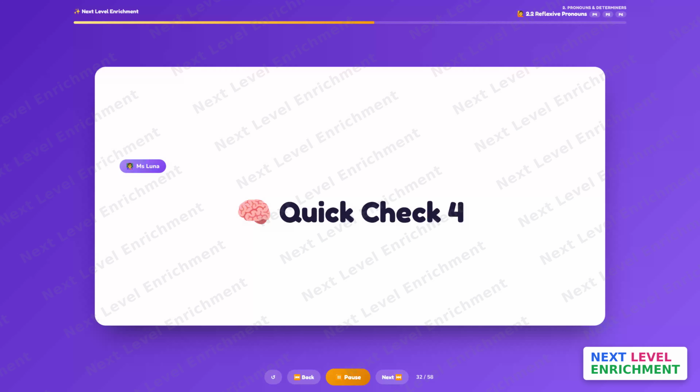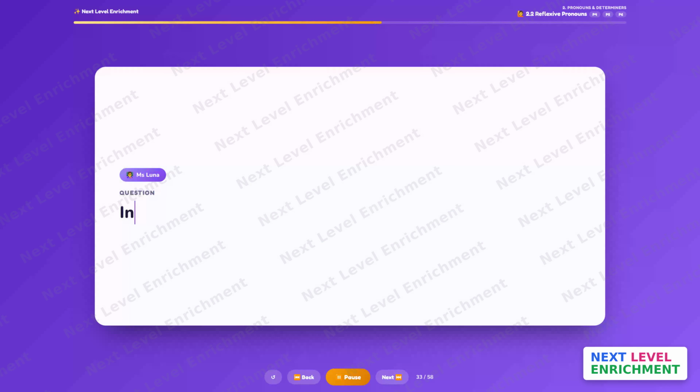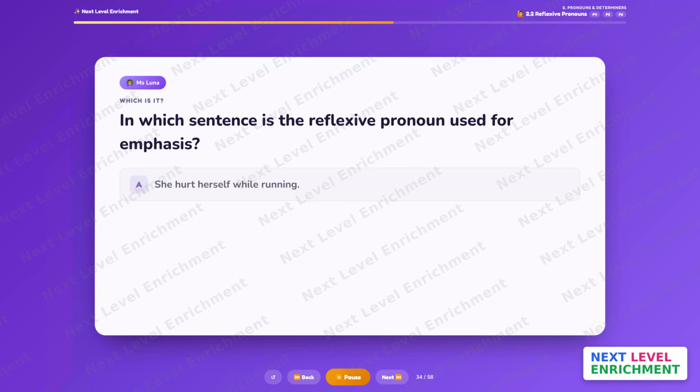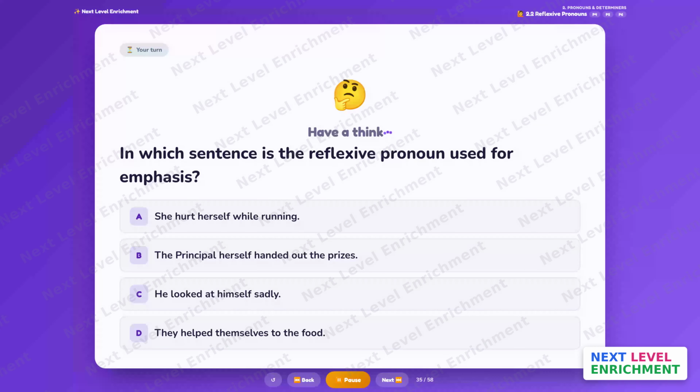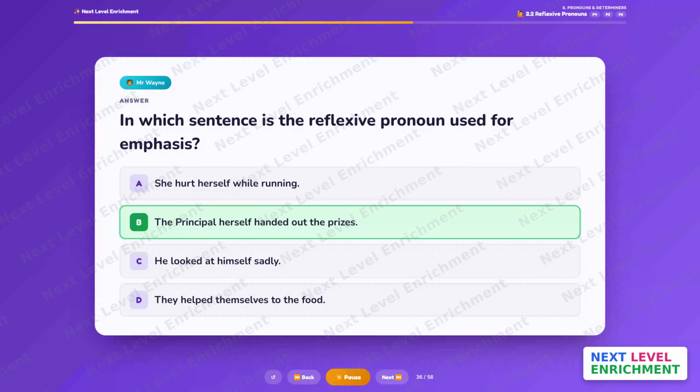Quick check 4. In which sentence is the reflexive pronoun used for emphasis? A, she hurt herself while running? B, the principal herself handed out the prizes? C, he looked at himself sadly? D, they helped themselves to the food? The answer is the principal herself handed out the prizes. Here herself emphasizes the principal, meaning the principal and no one else.